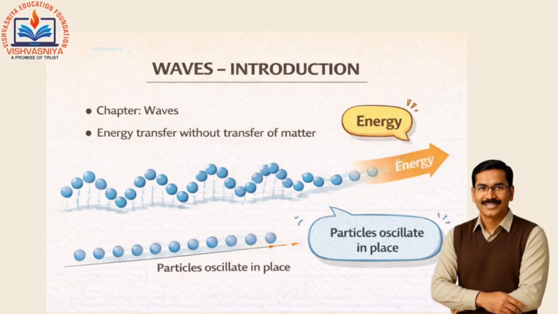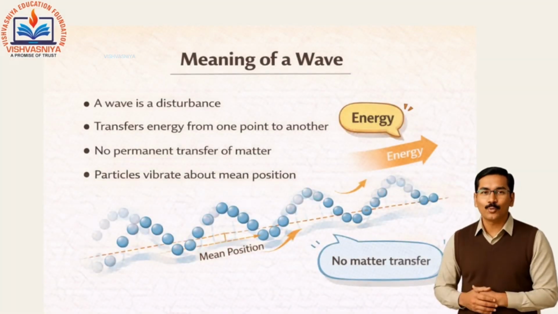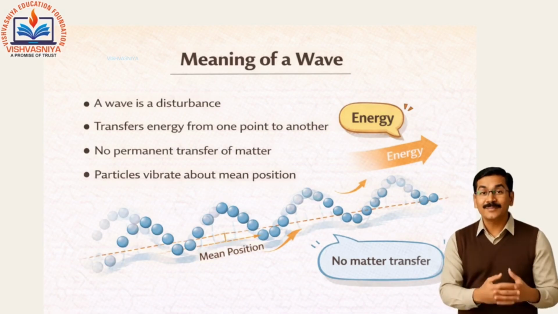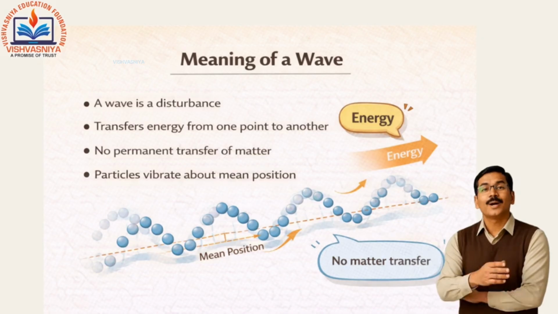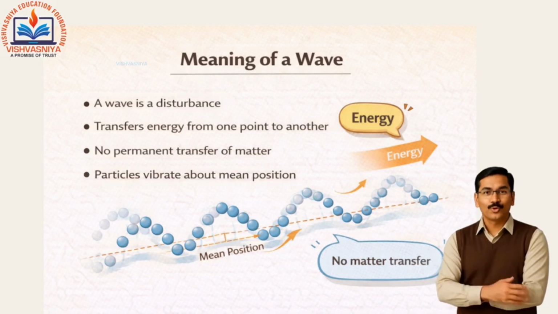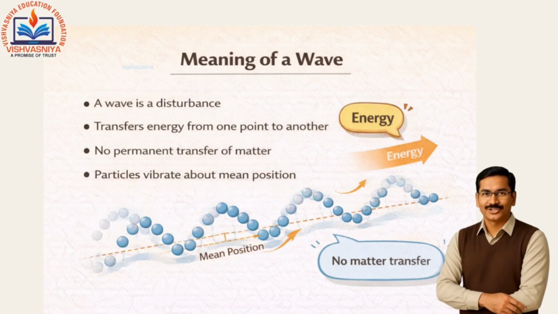This chapter explains how energy travels from one place to another without the actual transfer of matter. A wave is defined as a disturbance that transfers energy from one point to another without transferring matter. This means that when a wave moves forward, the material particles of the medium do not move forward with it. They only vibrate about their original or mean positions.